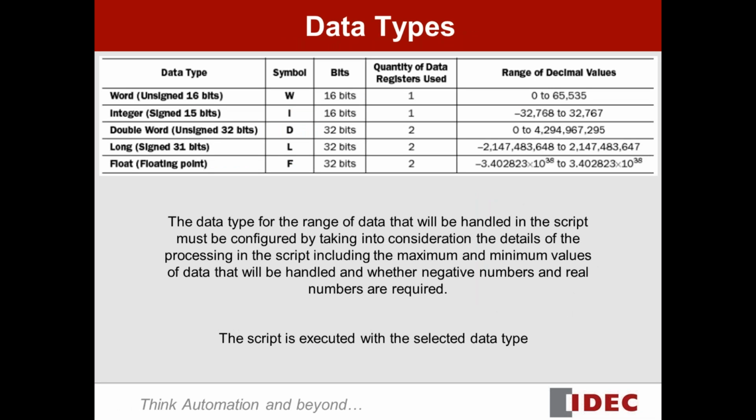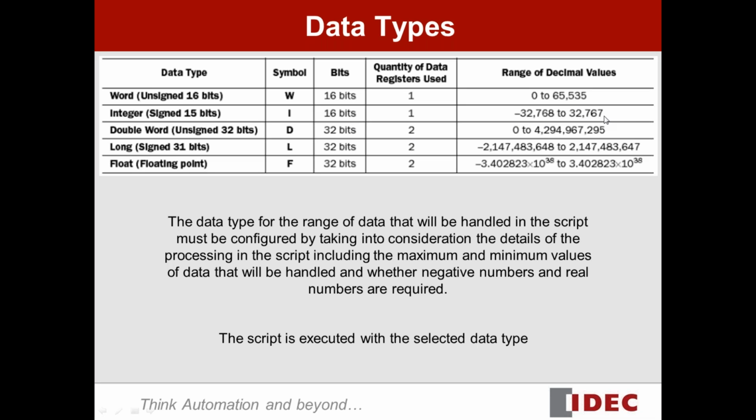So what is a data type? The data types are words, integer, double words, long words, and floats. A word is a 16-bit data, and the biggest you can have is from 0 to 65,535. An integer is a signed 16-bit word, and you can have from negative 32,768 to positive 32,767.